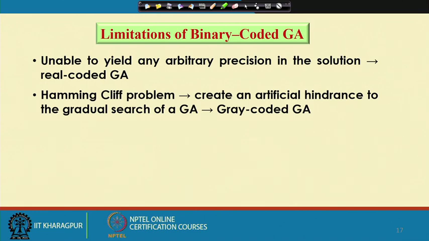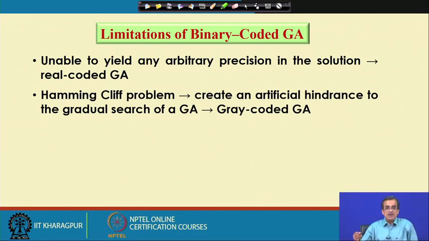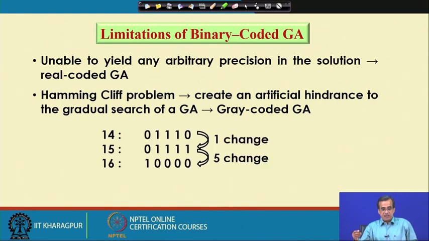The next is that this binary coded GA is going to face, I should say, some sort of problem that is called the Hamming-Cliff problem. Now, let us try to understand what we mean by this Hamming-Cliff problem. In binary codes, the way we represent, say, the number 14 is 0, 1, 1, 1, 0. Next, 15 is represented by 0, 1, 1, 1, 1 and 16 is represented by 1, 0, 0, 0, 0.